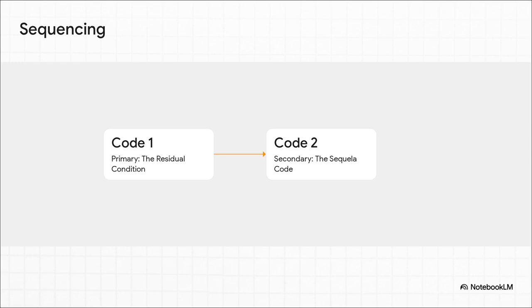And this timeline perfectly sets up the golden sequencing law of the CMS guidelines. When you're dealing with a sequela, it generally requires 2 codes, sequenced in a very specific order. Step 1, your primary code, is always the residual condition. That's the condition or nature of the sequela, like our patient's dysphagia. Step 2, your secondary code, is the sequela code itself, which represents the original cause, like the old healed stroke. So memorize this law. The residual condition takes the primary slot, and the old cause takes the secondary slot.